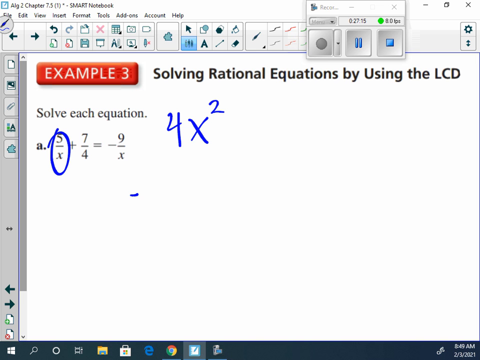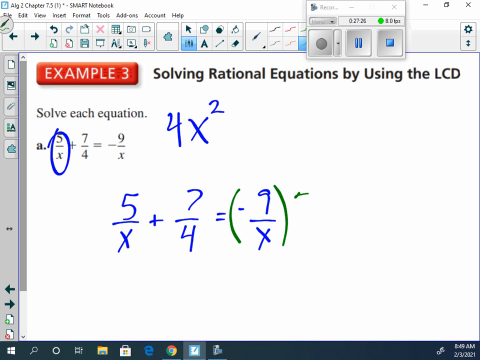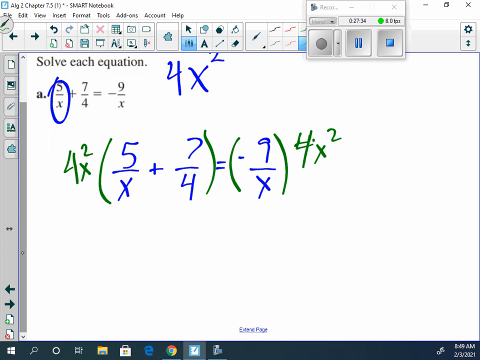Let's see what happens. So I'm going to have you watch this here, and then I'll give you a second to write this down. If we multiply everything by 4x squared, well, 4x squared times 5x. Well, one of these x's would cancel out with one of these here, yes?